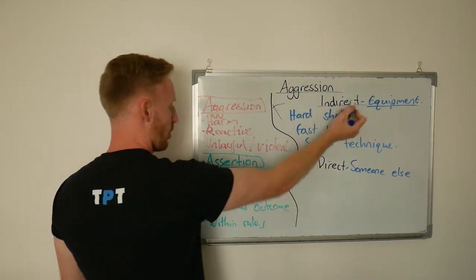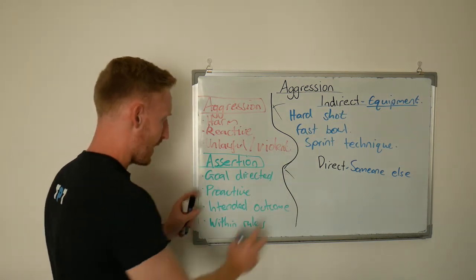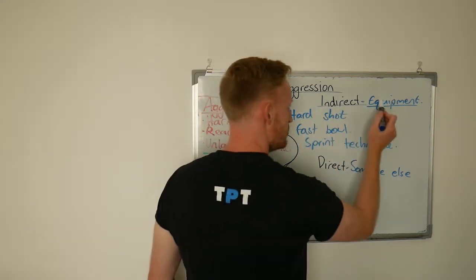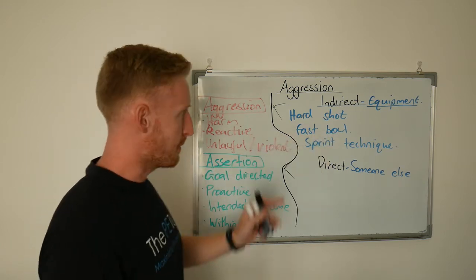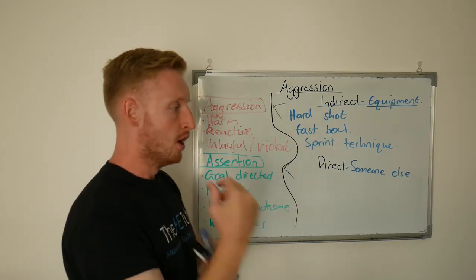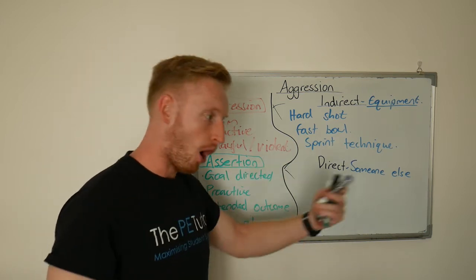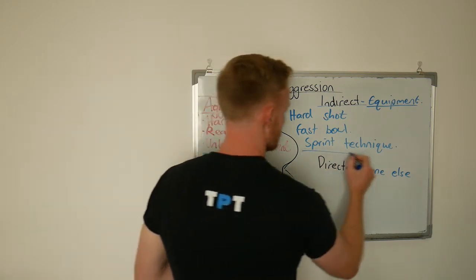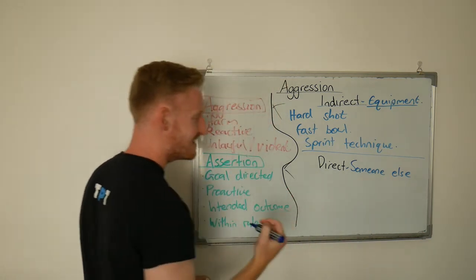When someone is being indirectly assertive, all of these things, they're proactive, goal-directed, intended outcomes, it's within the rules, but they're just using the equipment. It could be a fast bowl in cricket, so the performer is just using the cricket ball to bowl as fast as they can to try and get a better bowl, to make it harder for the opponent to hit it. Whereas direct assertion or direct aggression is when someone else is involved.